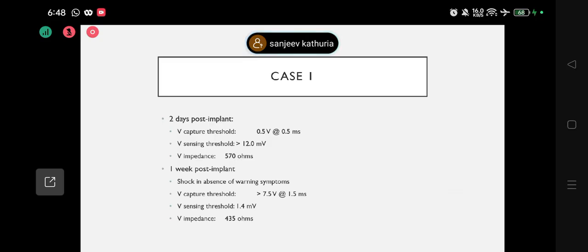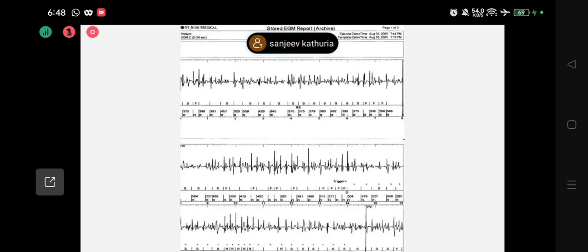But there is a shock in the absence of warning symptoms. He's sitting in front of you and suddenly you see a shock. He says, "I didn't even realize." But you see that the R wave has become less than 1 and your capture threshold is more than 7.5. So there is some problem. So what can be the problem?